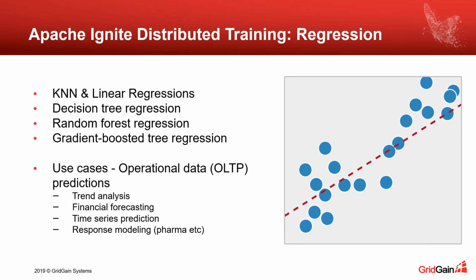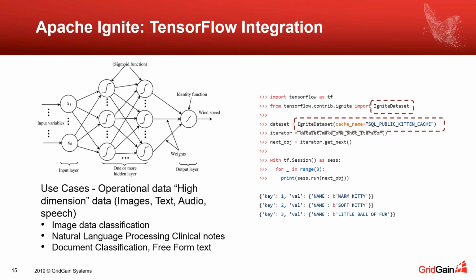Regression, which is a scalar output. If you want to know a number, like price per square foot or other numeric or currency data, then you have a number of different algorithms here that can help with that. So businesses that want to do trend analysis, financial forecasting, response modeling, in the life sciences, things like that. Okay, and then like I said, with TensorFlow, a very interesting and powerful algorithm.